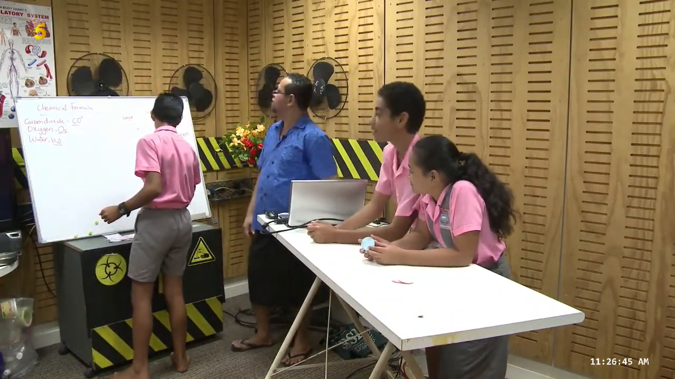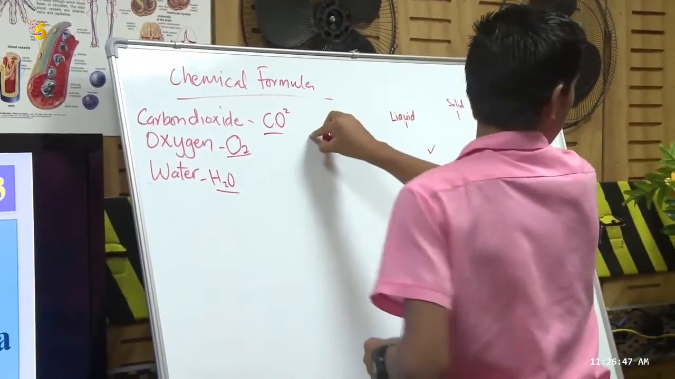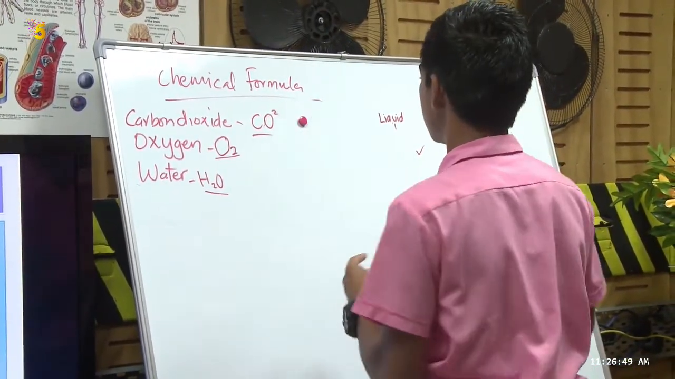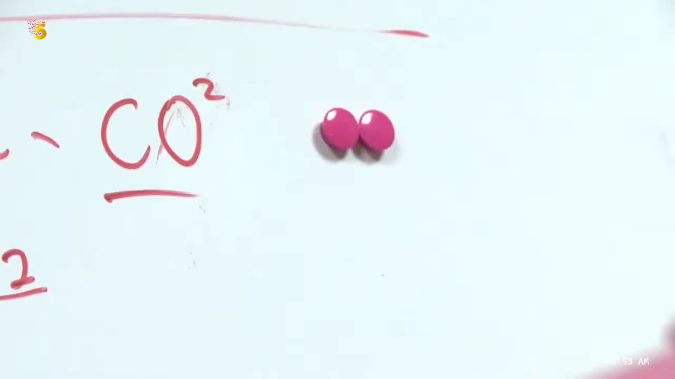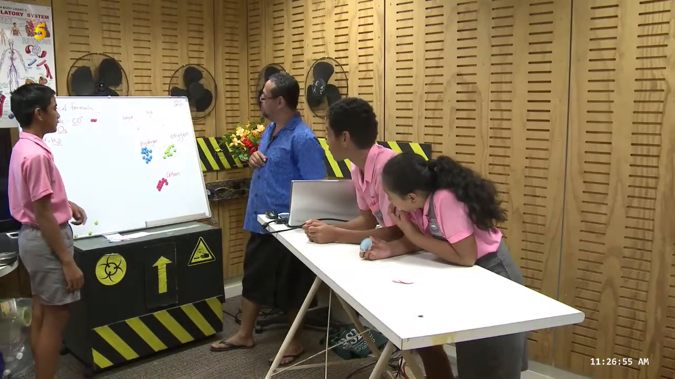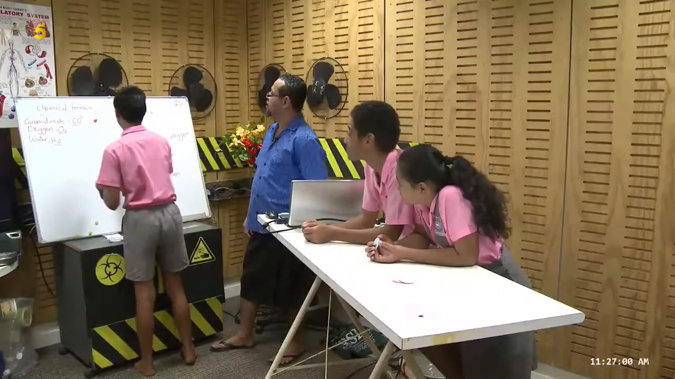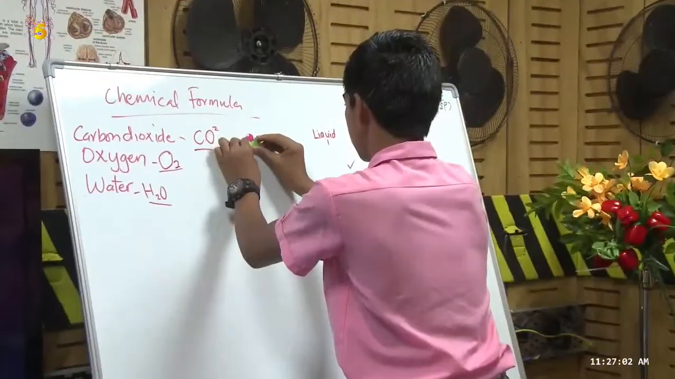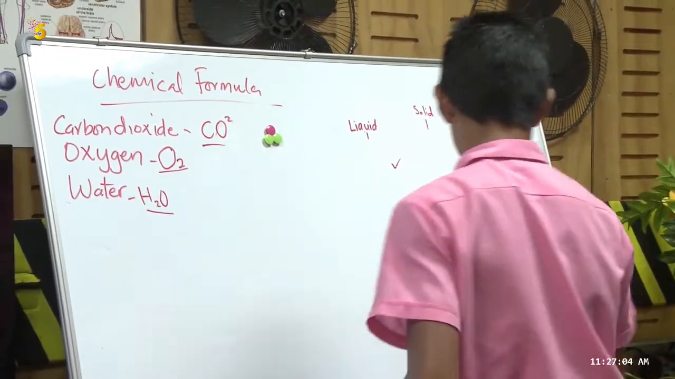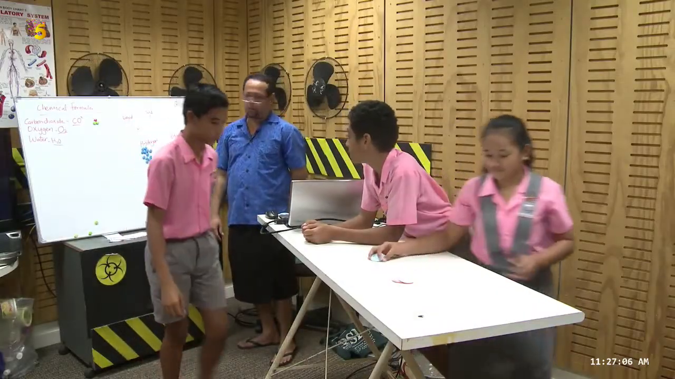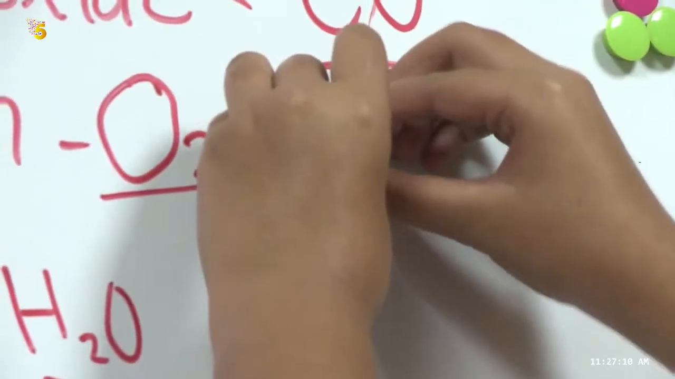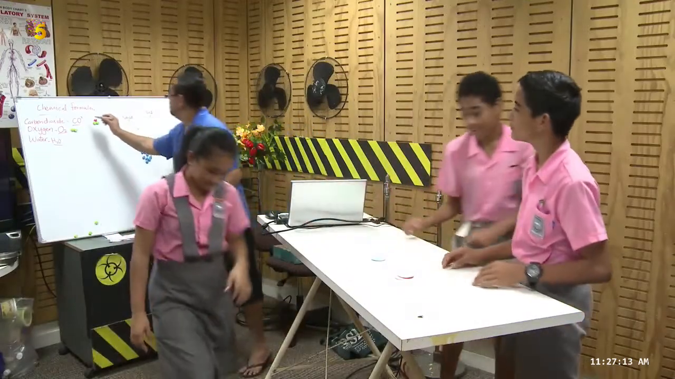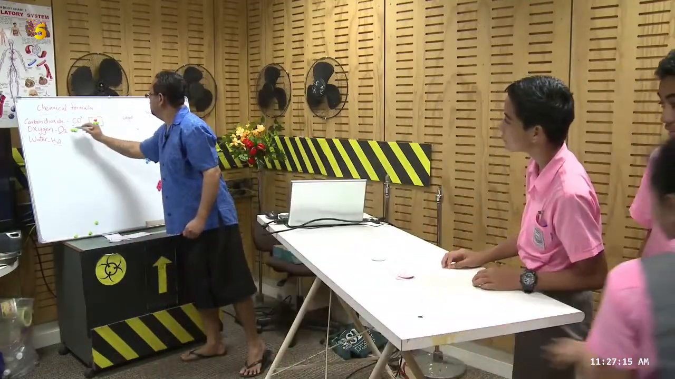Carbon, pink. How many carbon? One. Only oxygen. Okay, fill out oxygen. Is that right? Yeah. Okay, the next one, the oxygen. In the box here.